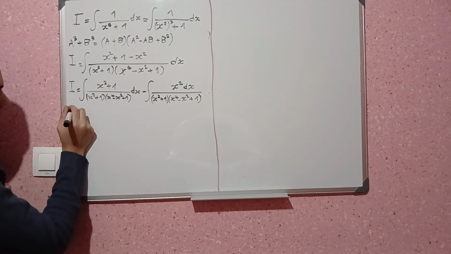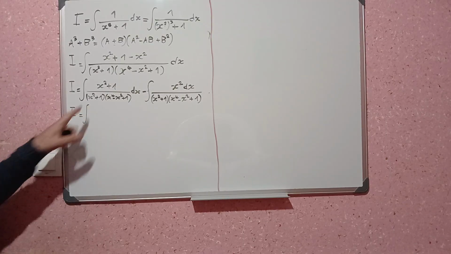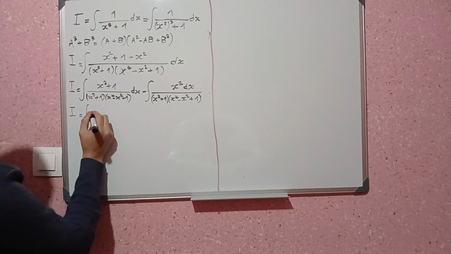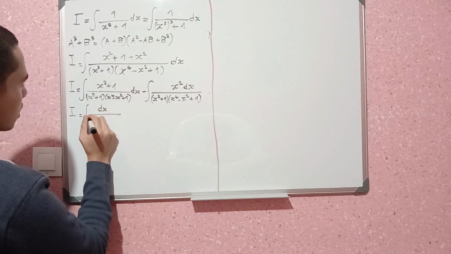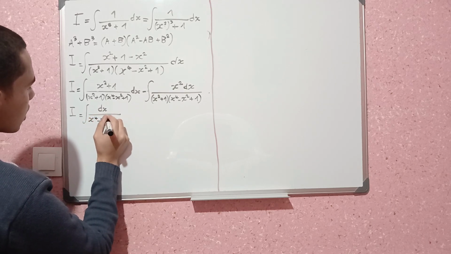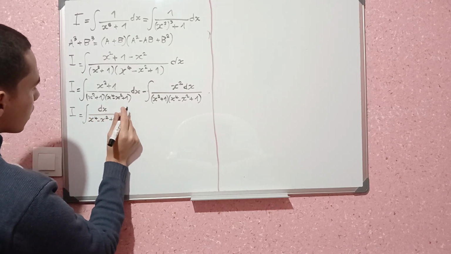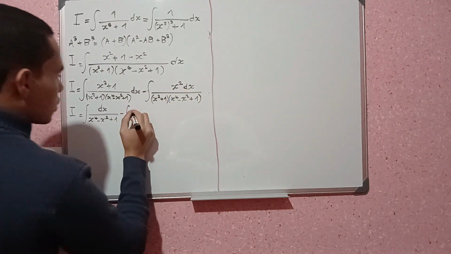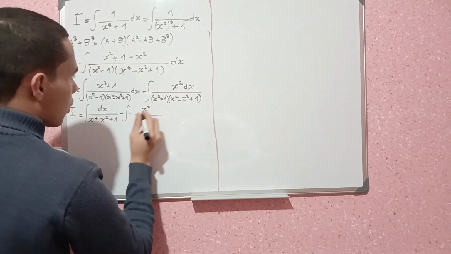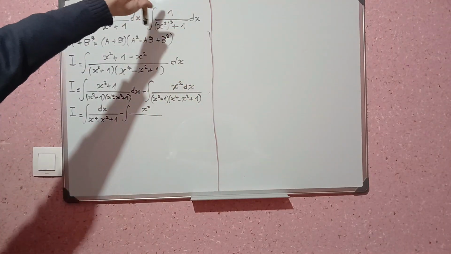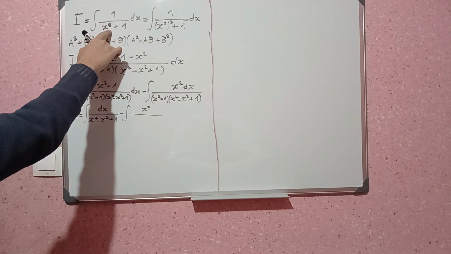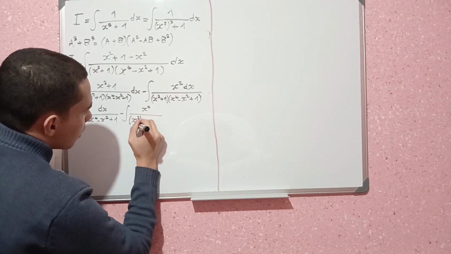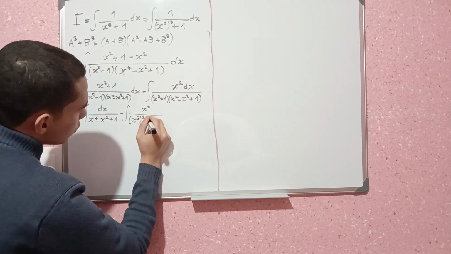Alright, in this part we can cancel out the x squared plus 1, so we get dx over x to the power of 4 minus x squared plus 1, minus the integral of x squared over this denominator, which can go back to the original form, x to the power of 6 plus 1, which is the same as x cubed, all squared, plus 1.